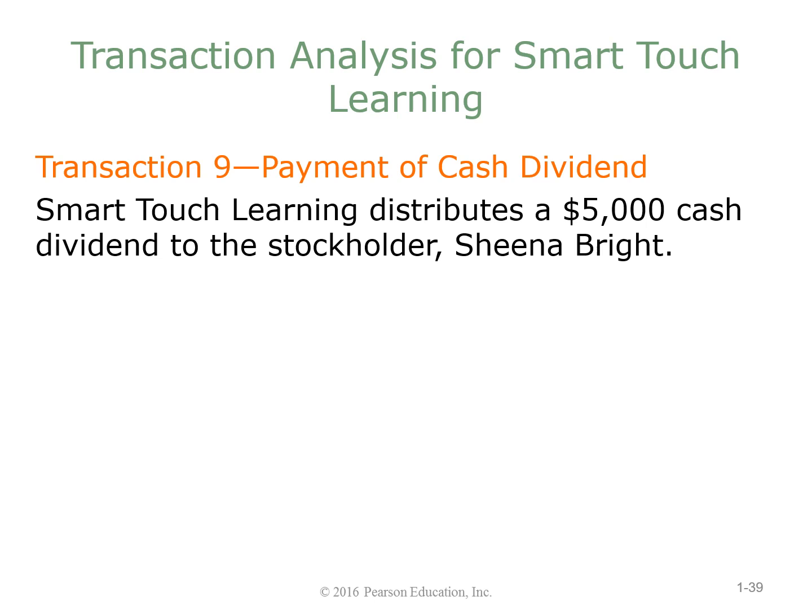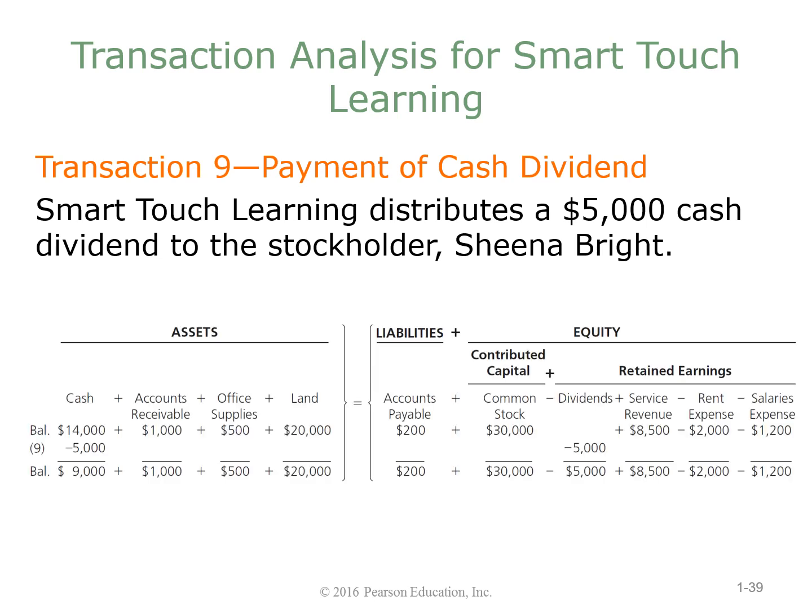Transaction 9, payment of cash dividend. Smart Touch Learning distributes a 5,000 cash dividend to the stockholder, China Pride, which means the cash will decrease. We are distributing part of the cash, and we say the dividend under retained earnings will decrease the retained earnings, so the equity by default will decrease.